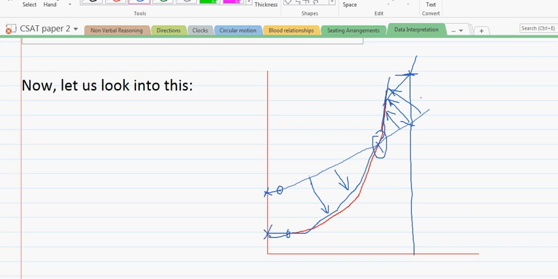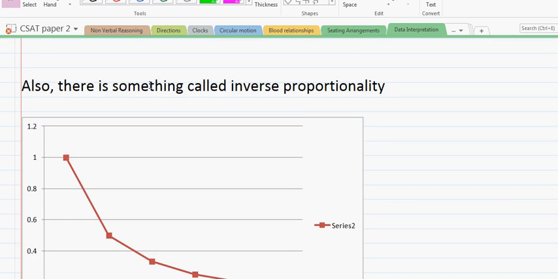So as the power increases, this slope, let's not use the word slope, so this speed of increase increases, right? The speed with which the increase is happening also increases, right? So that's it about direct proportionality. Now what is inverse proportionality?